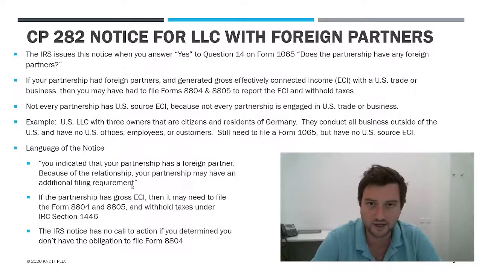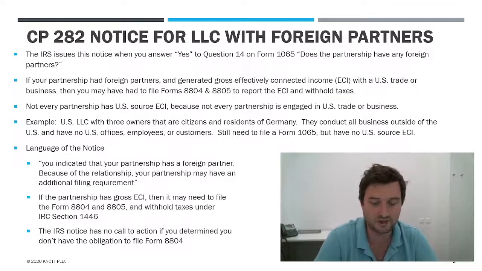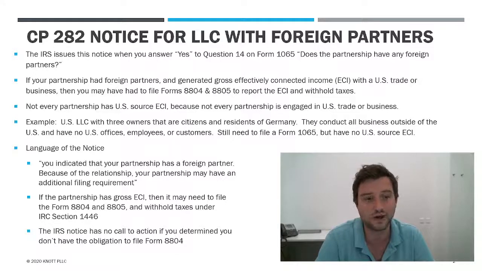And so if the partnership has that gross ECI, and let me point out very clearly here, the filing obligation is gross ECI. So even if your partnership is in a loss position, so you're losing money every year, but you have effectively connected gross income, you still have to file the forms, right? So the IRS is more concerned with not necessarily what is the net profit or loss, but if you are engaged in U.S. trade or business and you have gross ECI, you've got to file these forms. So don't just look at the bottom line. You've got to analyze the whole activity of the partnership and the partners to determine whether you need to file these forms.